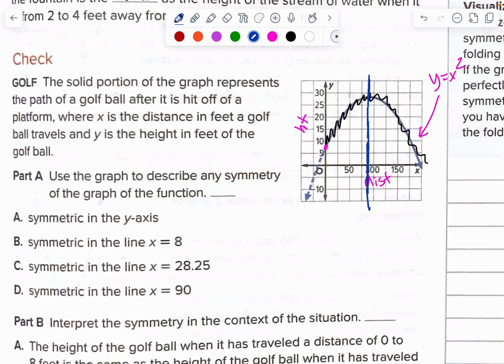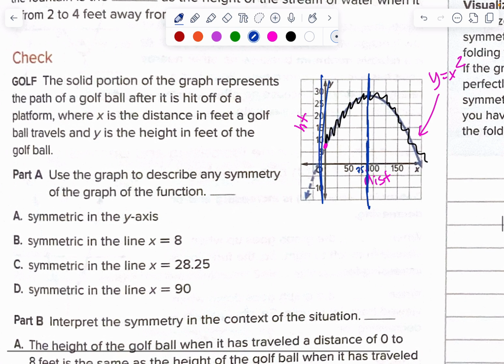I don't know, so not quite 100. 50 is there. 75 would be here, right at about that point. I don't think he's quite at 100, but it says it is symmetric in the y-axis. The y-axis is over here. That's not where his line of symmetry is, so that's wrong. Symmetric in the line x equals 8. X equals 8 would be like here, so that's not correct, okay?